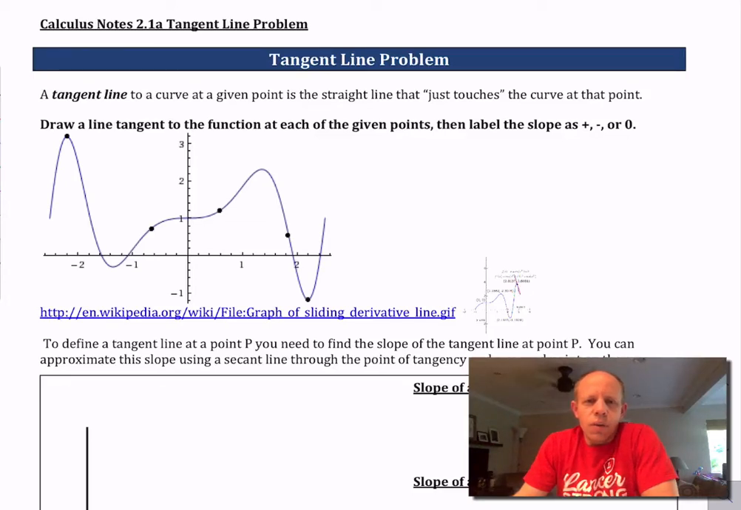Well, hello everyone and welcome to our calculus notes for section 2.1. Today we're going to be talking about the tangent line problem and the limit definition of the derivative.